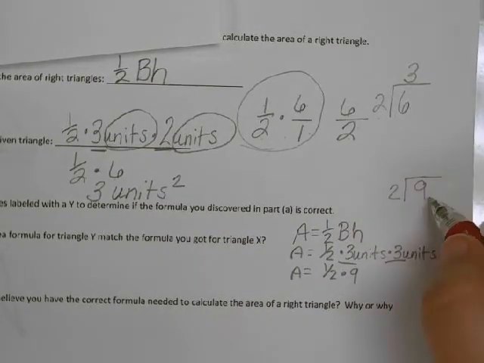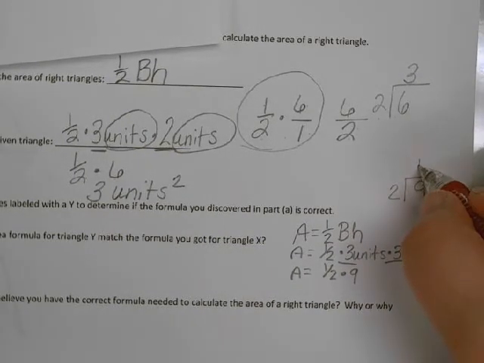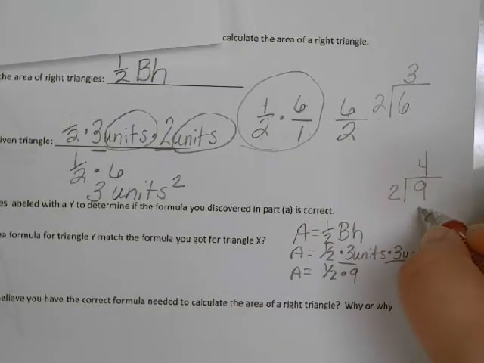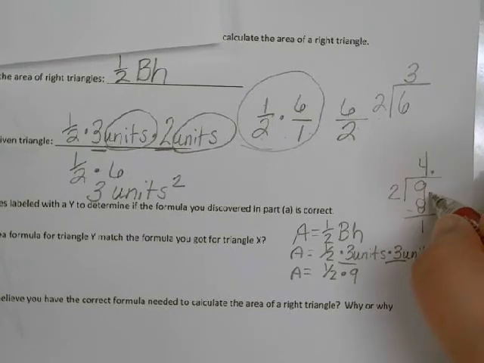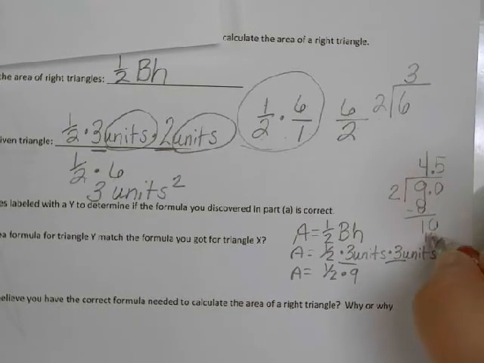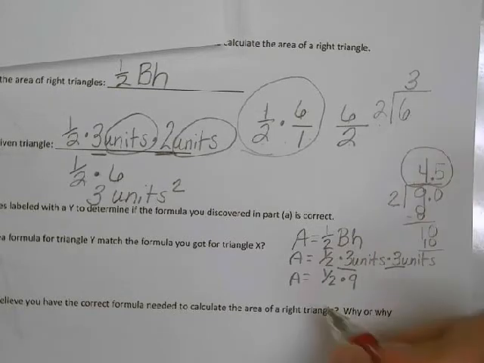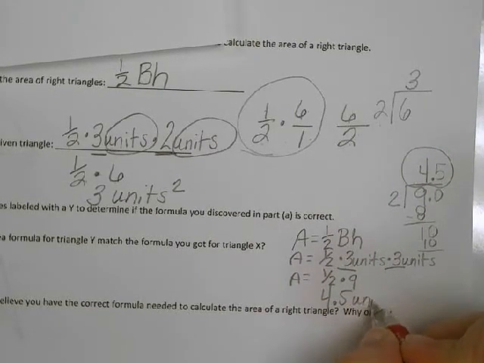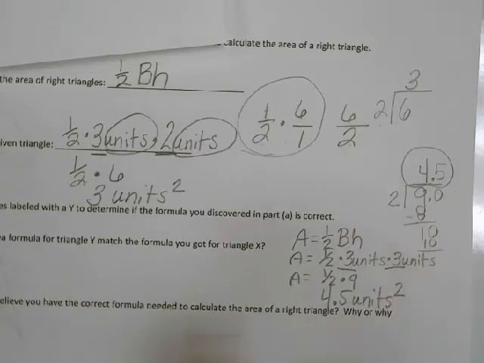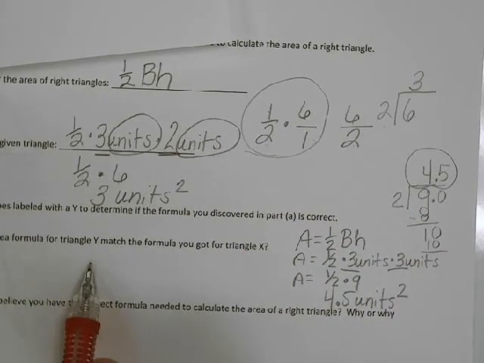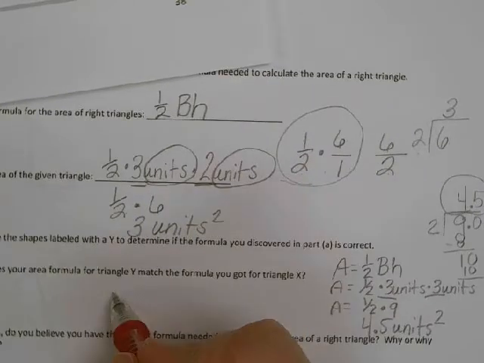How many 2's are in 9? There are 4. And 4 times 2 is 8. I subtract, I have 1 left over. Add in a decimal and bring that down. So 2 goes into 10 5 times. So my answer is 4.5 units squared. So did my formula for the triangle match the formula for the x?